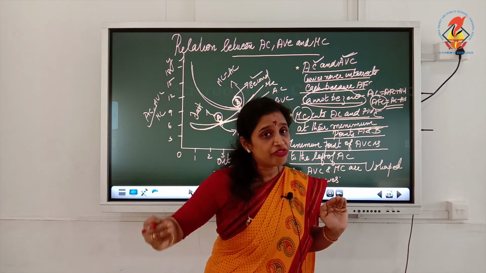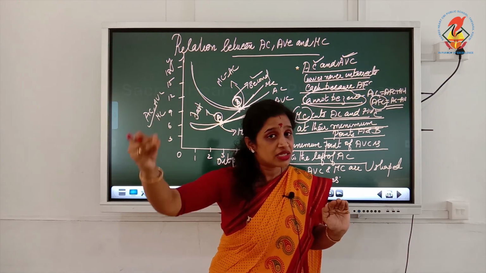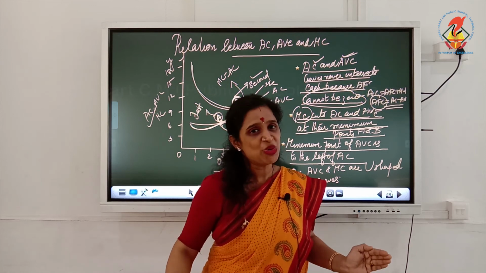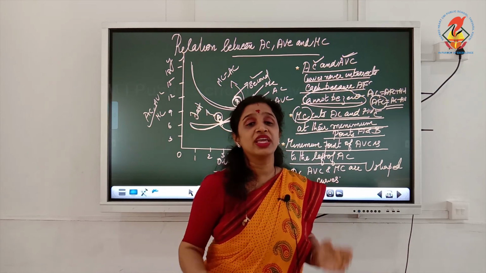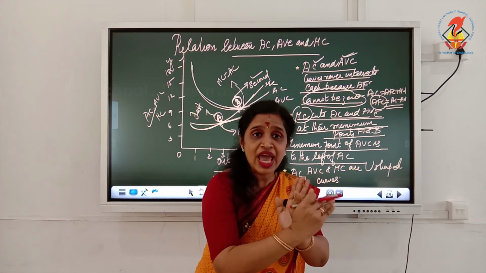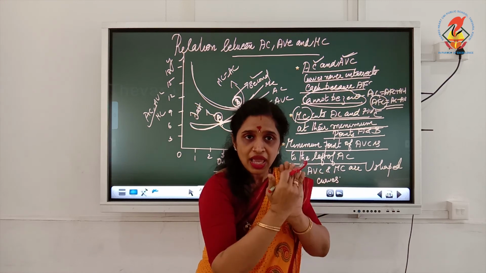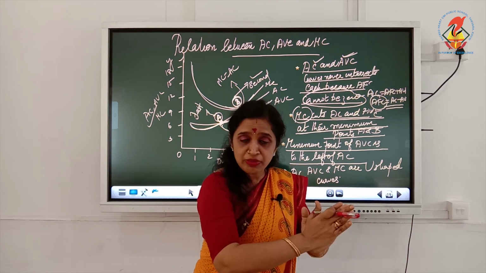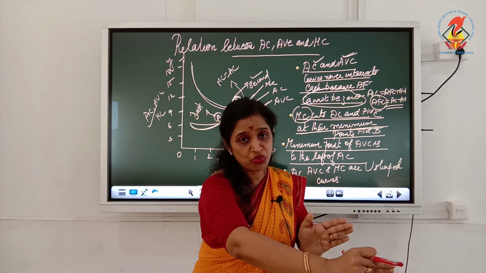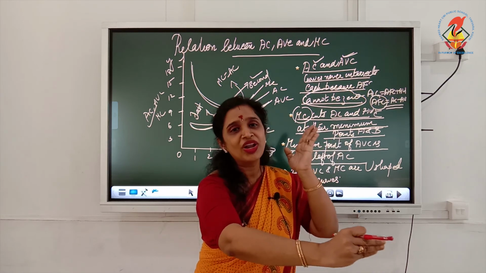So because of the falling AFC, AC is still falling at the time when AVC reaches the minimum point. That is the reason why AVC is reaching the minimum point much earlier than AC. When AVC has already reached the minimum point, AC is still falling to come to the minimum point. Why? Because of the falling AFC.